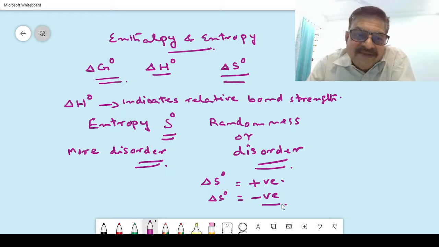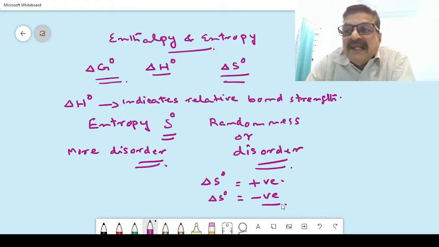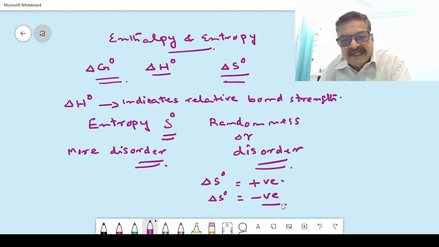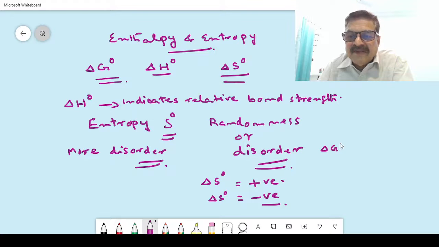Now, reactions resulting in an increase in entropy are always forward favored. That is a fundamental principle. That is, any reaction which leads to an increase in entropy, those reactions are forward favored here. Now there is an equation: delta G is equal to delta H minus T delta S.